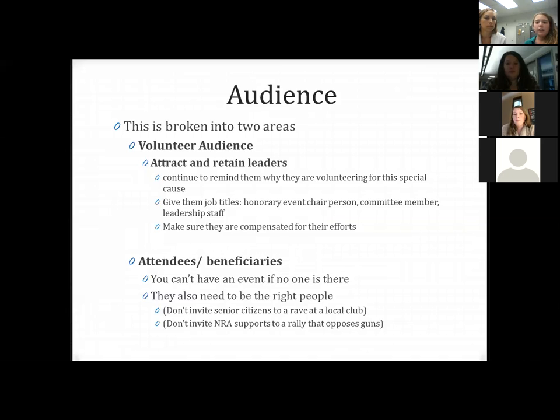Another part to consider is the audience for this project. So it could also be the people, the beneficiaries that you will be interacting with. But they're broken into two different areas. So you have the volunteers. You need to attract and retain the right kind of volunteers for your event. But you also need to attract the right kind of attendees. Just be thinking about who you want to come to your events and who you want your beneficiaries to be.